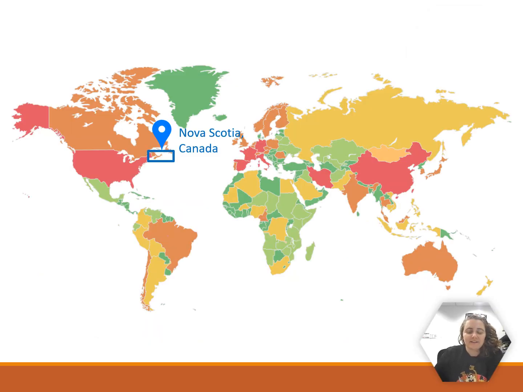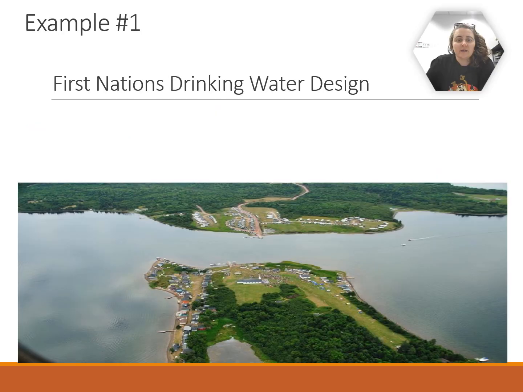So I like to just give you a little geography of where things are. This first example is going to be from Nova Scotia, Canada, and this is a community that I had the privilege of working with while I was up there studying for my PhD. So the first example is about First Nations drinking water design. First Nations are very similar to Native American communities in the United States, where they are federally regulated, but they're not provincially regulated. So there's kind of some issues and concerns there.